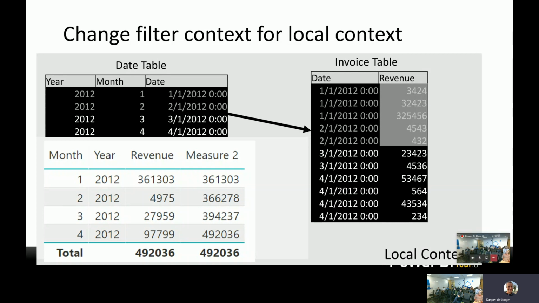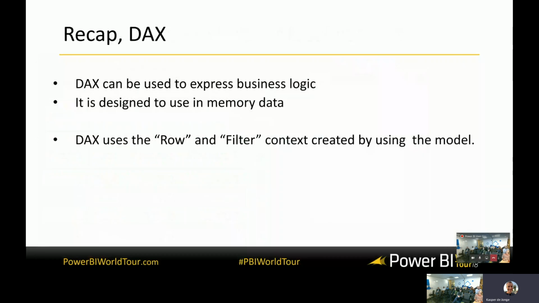There are lots of full-day sessions on just understanding this. I think Marco and Alberto spent about half a day on understanding filter context. I hope by showing you this, you get some idea of what filter context means, how you can use it to your advantage, and how it's actually being created. It's created by a pivot table and relationships. Those are the two that create the context that we're in, and then we can use it to our advantage.